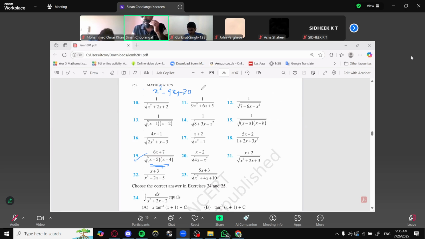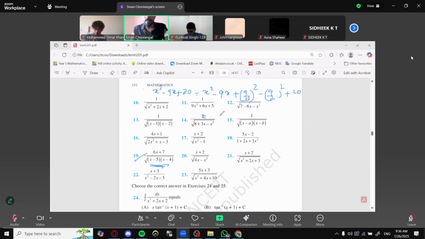When you expand the denominator, the multiplication will provide x square minus 9x plus 20. We can do the completing square first. The basic things we will finish first, then we can proceed with the procedure. So x square minus 9x, half of 9 is 9 by 2. So plus 9 by 2 the whole square, minus 9 by 2 the whole square, and you can write the plus 20 at the last.